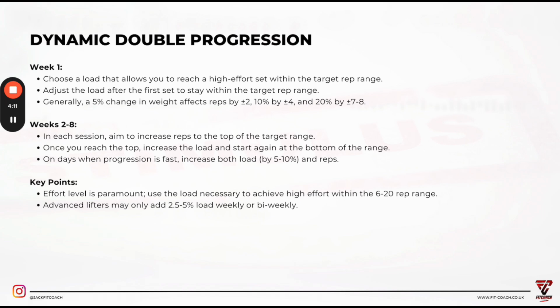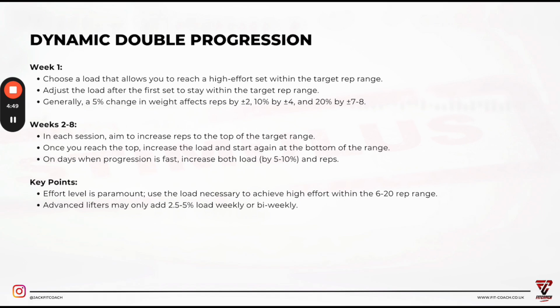So that's something to consider if you are doing a top set and a back off. Example, you're doing a 100 kilo bench press. Let's say that you do that for 8 repetitions, but then you want to do a back off and you reduce it by 5%. Well, then you're going to hit plus or minus 2 reps on that. So it'll be 10 repetitions with your selected load. So in weeks 2 to 8, we want to aim to increase the reps to the top of that target range in each session. So if you're doing a 6 to 9 rep range, we want to aim for that 9. Once you reach the top, increase the load and start again at the bottom of that range.